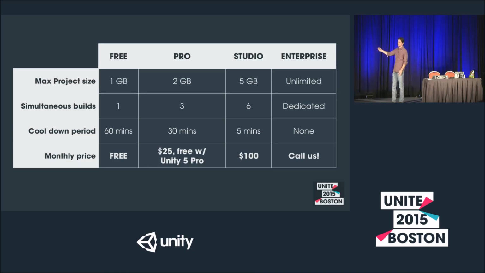And then the Studio plan has a 5 gigabyte project size limit, 6 simultaneous builds, 5 minutes between builds. It's really powerful. And remember, for these Studio and Pro plans, we don't have a collaborator limit now. So if you want to try Studio and you're a 5-person studio, it's not $100 a month per person. It's just $100 a month for you and all the people you want to invite to your projects. So this is outrageously affordable, considering that if you try to roll your own build system to accomplish this, you're going to sink so much time into it. Trust us, we did that. It's a lot of work.